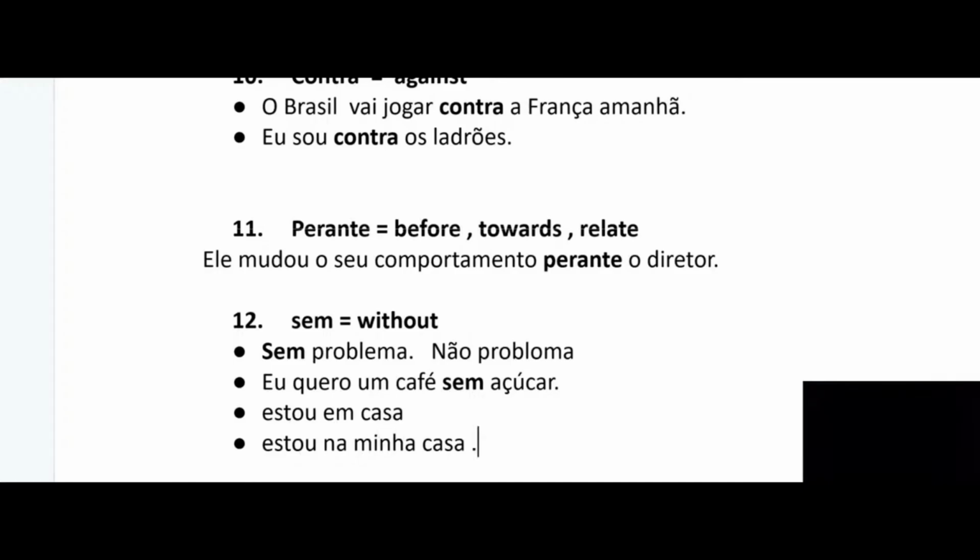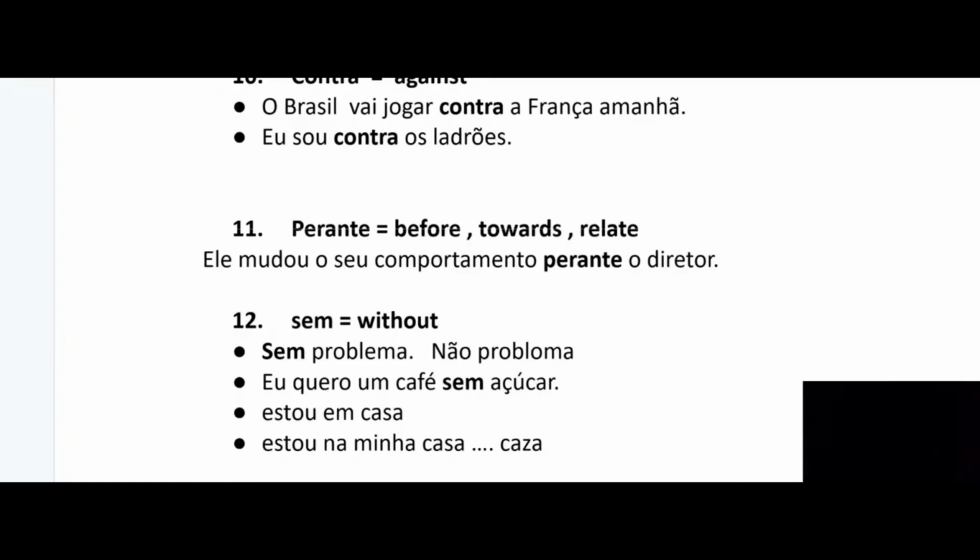When you see a word ending with SA like casa, we don't pronounce it as S, we pronounce it as Z. So if your name is maybe Marisa, we will never say Marissa, we say Mariza. If your name is Isabella, we say Izabella. If you have paid attention to Brazilians, okay? So, estou em casa e estou na minha casa.